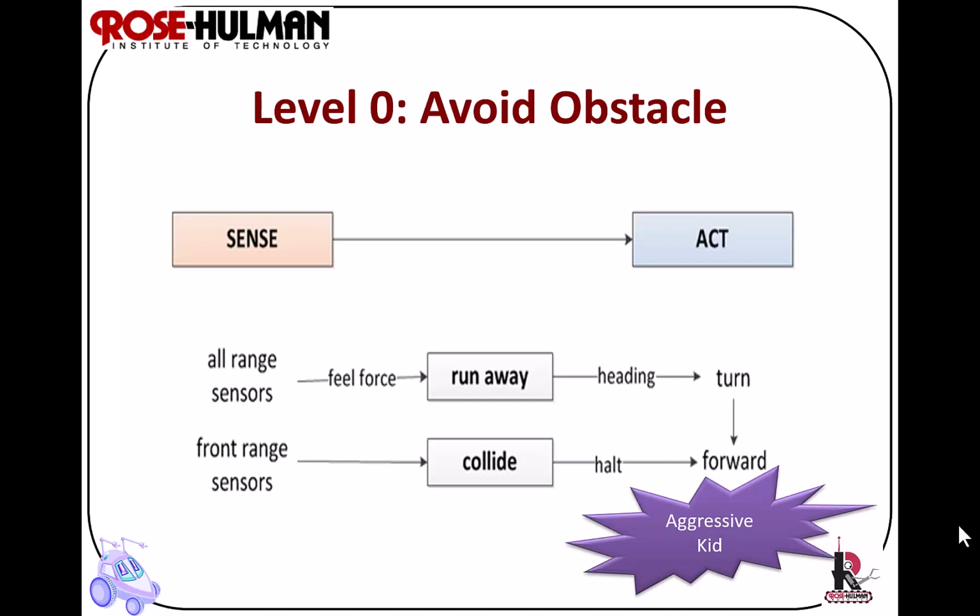Another way to think about this is we call it aggressive kid when the robot moves forward, stops, and then when it tries to move away, we call that shy kid, because now it's not aggressively moving towards the obstacle, but it's trying to maximize the distance away from the obstacle.